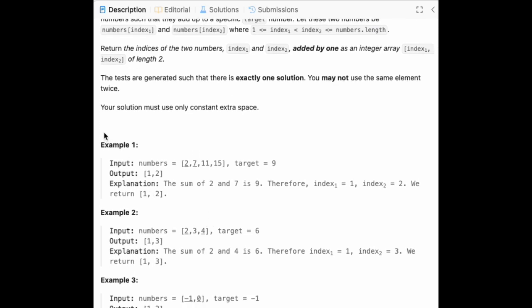It's always really helpful for me to look at the actual example. So for example, we'll get an array that looks like this. They give us the target, and this is what we get back. Looking at this, remember they said the index added by 1. So technically this is index 0 and index 1. But remember, they told us to add 1 to that, which is fine.